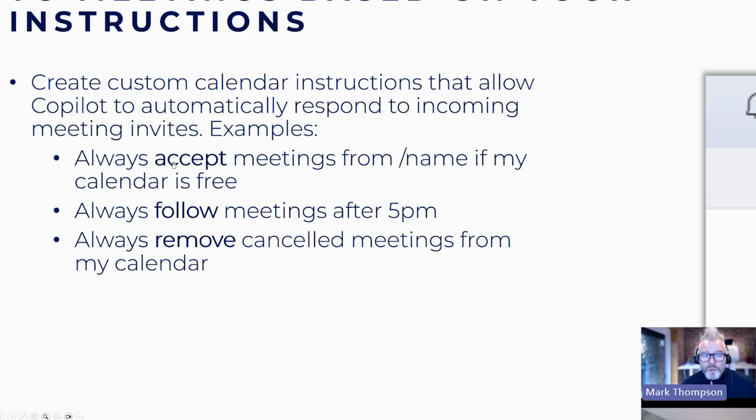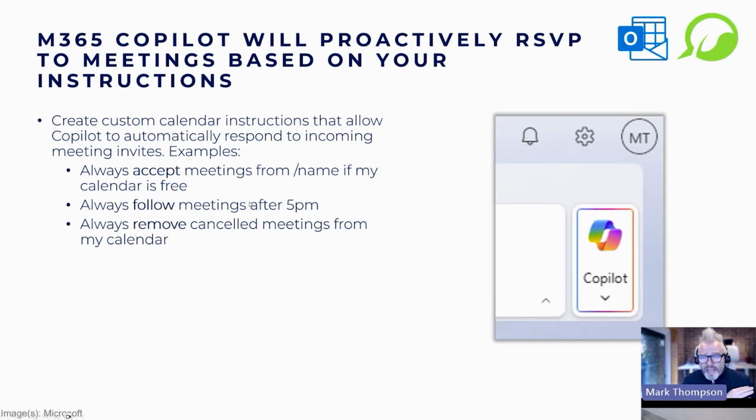So why don't we say always accept meetings from this person if my calendar's free? If a meeting comes in after 5 o'clock, I don't want to attend. I'm not going to attend. I don't want you to decline. I want you to use the Outlook functionality called follow, so that I can follow along even though I'm not going. Maybe do that. And if a meeting gets cancelled, just get it out of my calendar.